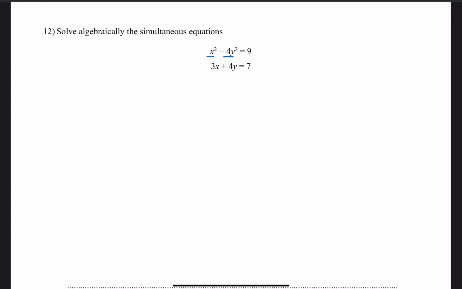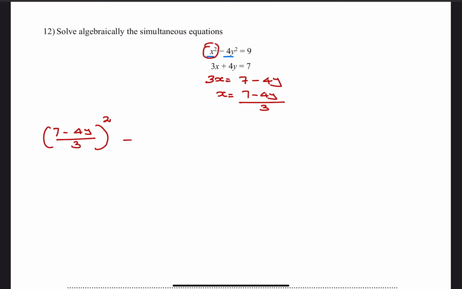Okay. So 3x is how many? 7 minus 4y. So it's a plus 4y, go to the other side, minus. 3x is equal to 7 minus 4y. Always divide it like this by what number? 3. Then what do we have? We have x squared minus 4y squared. But what is x squared? It's 7 minus 4y over 3. That is x, remember? And then we are squaring that. x squared minus 4y squared, which is equal to 9.